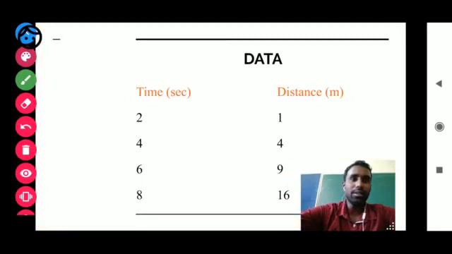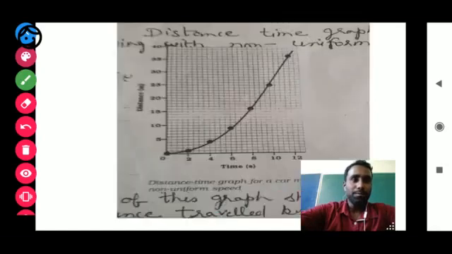Now for non-uniform speed. How can we predict non-uniform speed? Here I mentioned the data. In 2 seconds it covers 1 meter, in 4 seconds 4 meters, in 6 seconds 9 meters, in 8 seconds 16 meters. This is the non-uniform motion graph.